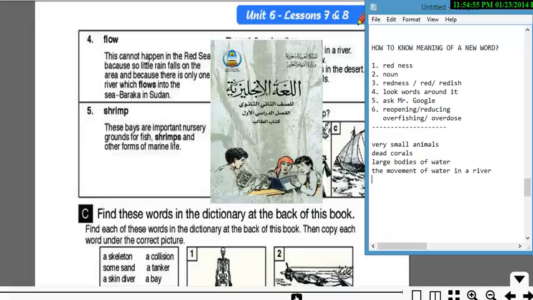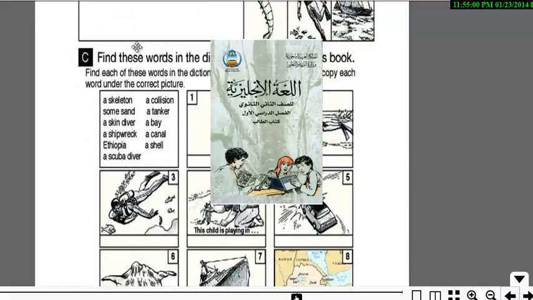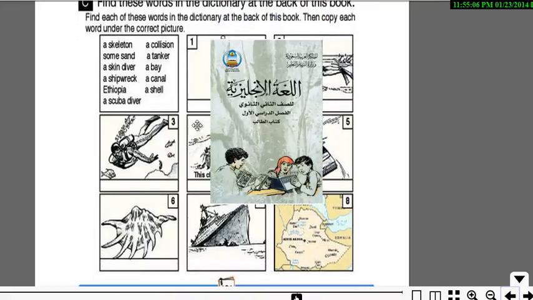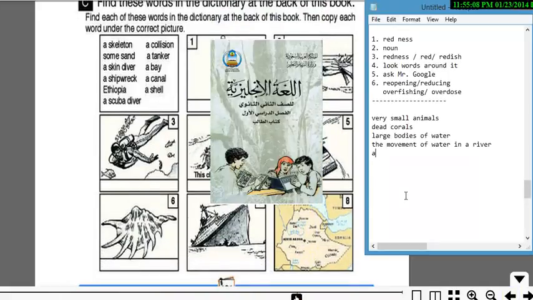Shrimp. Yeah, that's an easy one. It's A. Everyone likes shrimp. I don't know, I like it myself. Find these words in a dictionary at the back of this book. Okay, let me try to guess it out here for you.